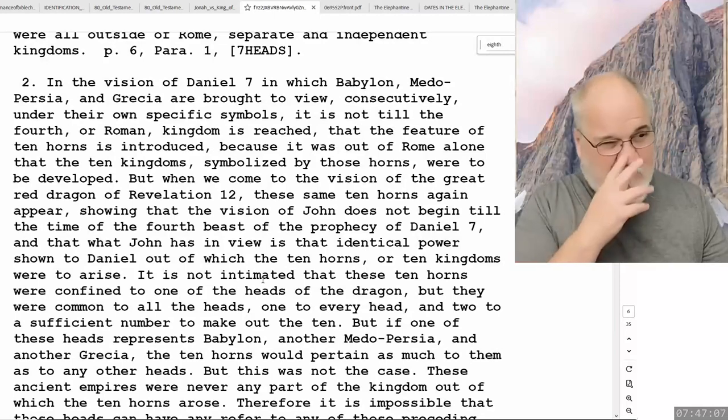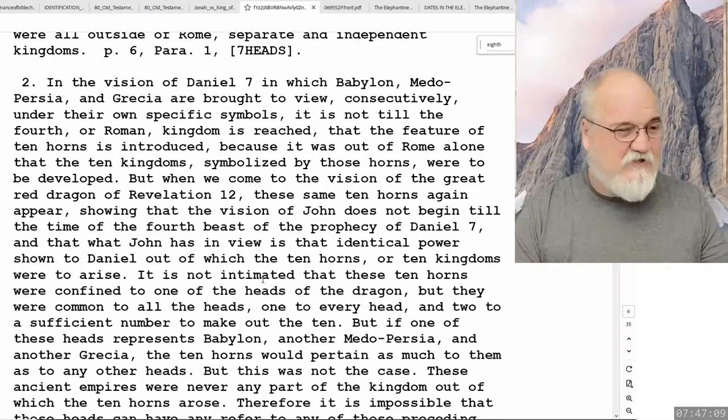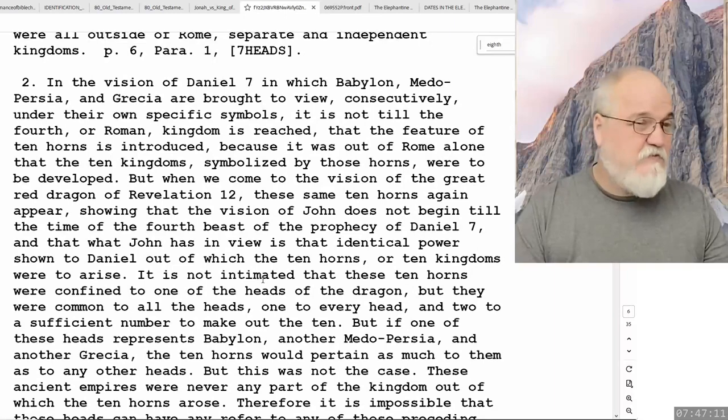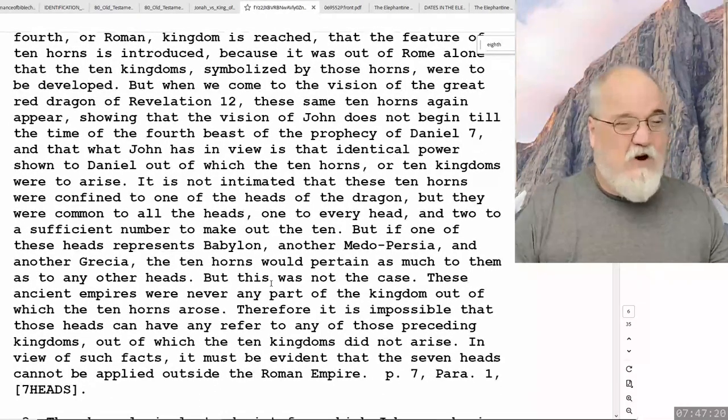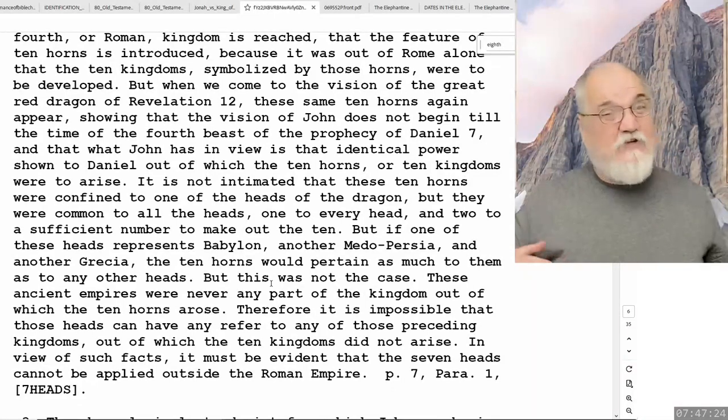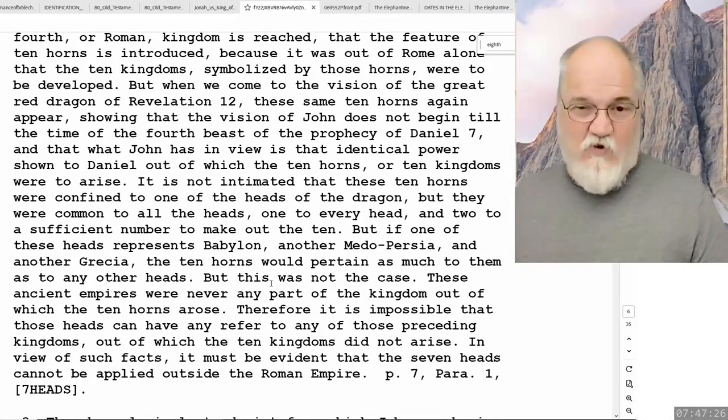But if one of these heads represented Babylon, another Medo-Persia, another Greece, the ten horns would pertain as much to them as any of any other heads. But this was not the case. Now, this is again a poor argument, because what if these heads represent Babylon, Medo-Persia, Greece, and Rome?